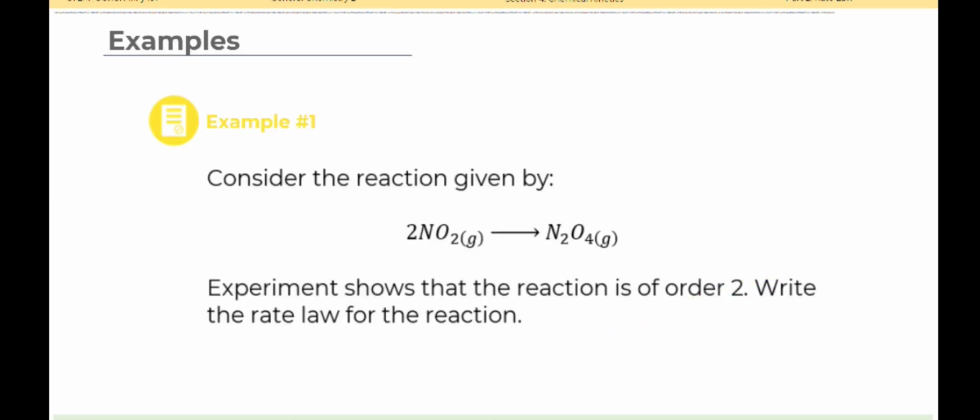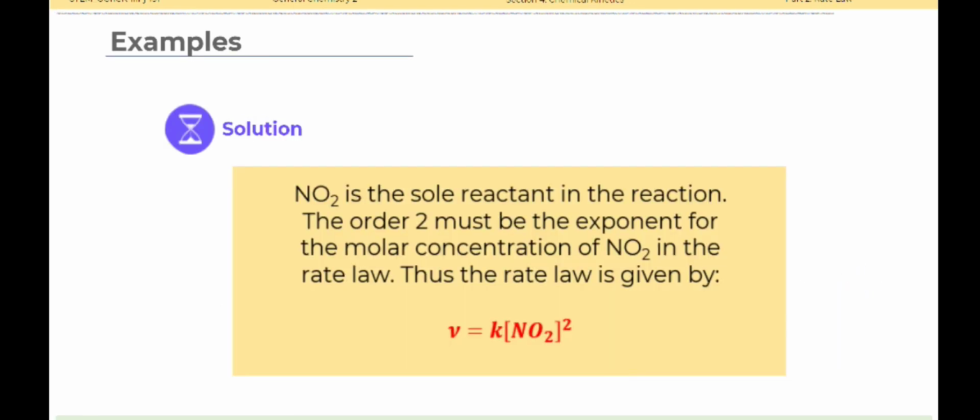Consider the reaction given by 2 moles of nitrogen dioxide produces 1 mole of dinitrogen tetroxide. Experiment shows that the reaction is of order 2. Write the rate law for the reaction. Nitrogen dioxide is the sole reactant in the reaction. The order 2 must be the exponent for the molar concentration of nitrogen dioxide in the rate law. Thus, the rate law is given by rate equals k times the molar concentration of nitrogen dioxide raised to the exponent 2.